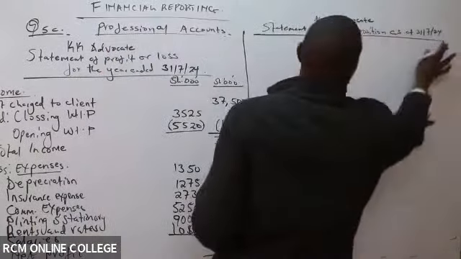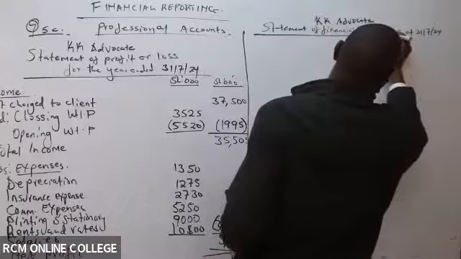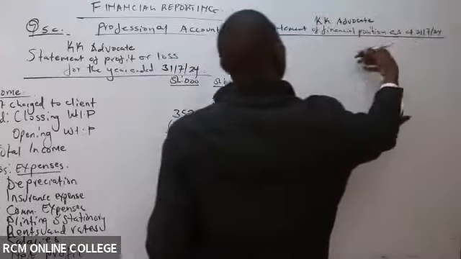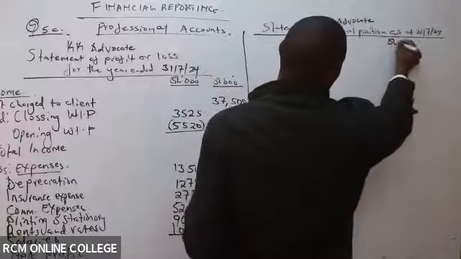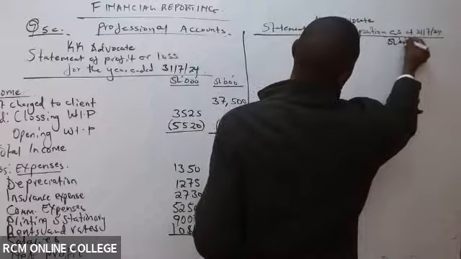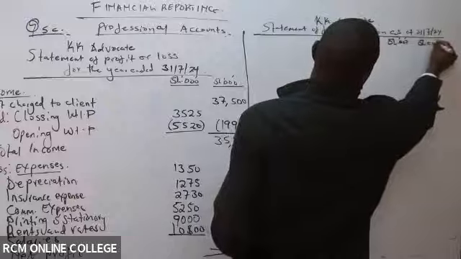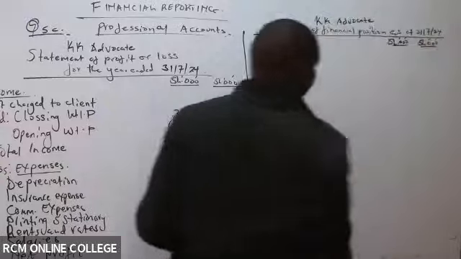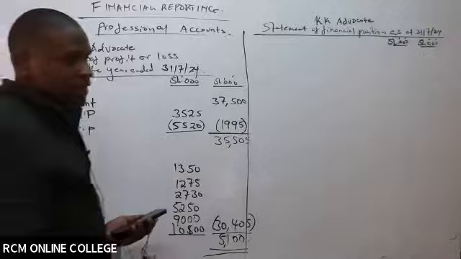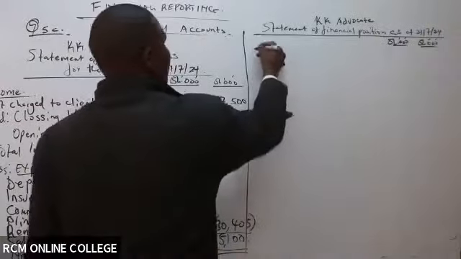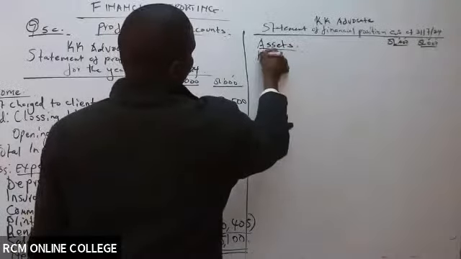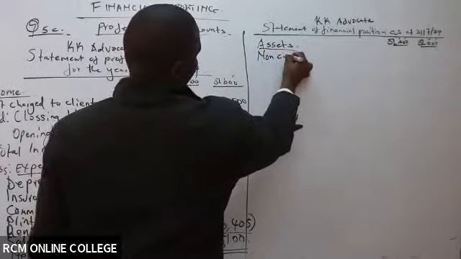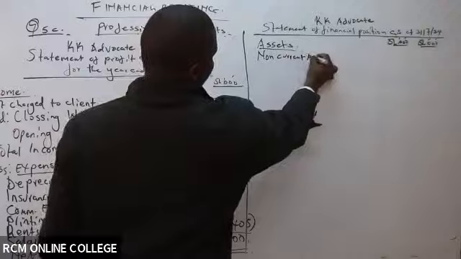So for this we can use one column or two columns if you wish, whichever is easy. So let's use two columns. It's okay. So in this case, we have to look at our assets. At this point, we start with non-current assets.